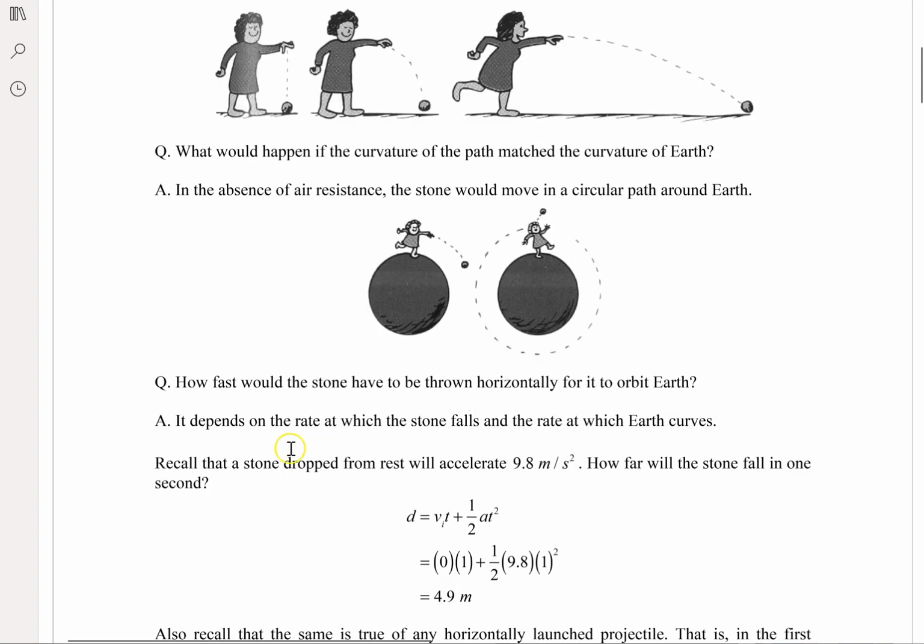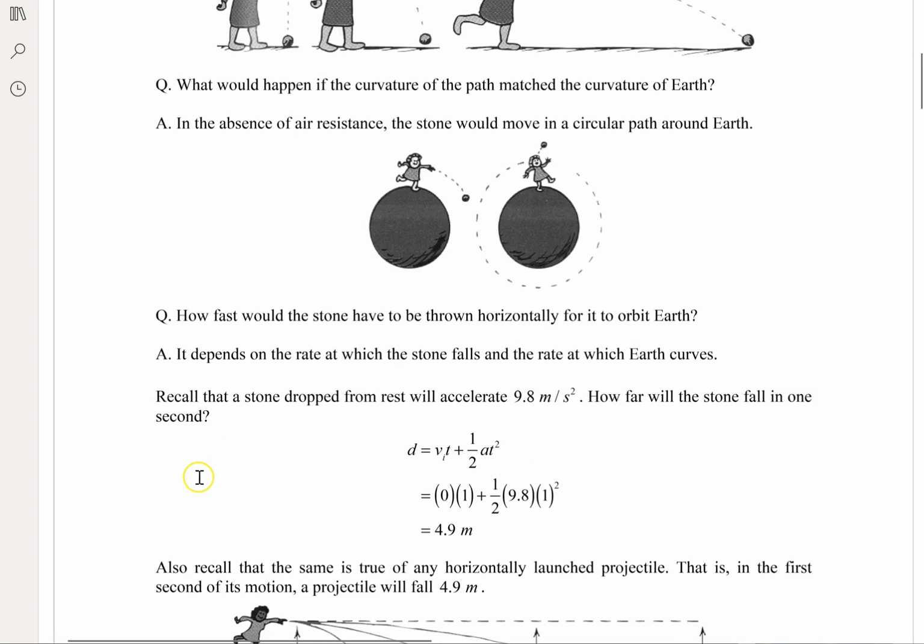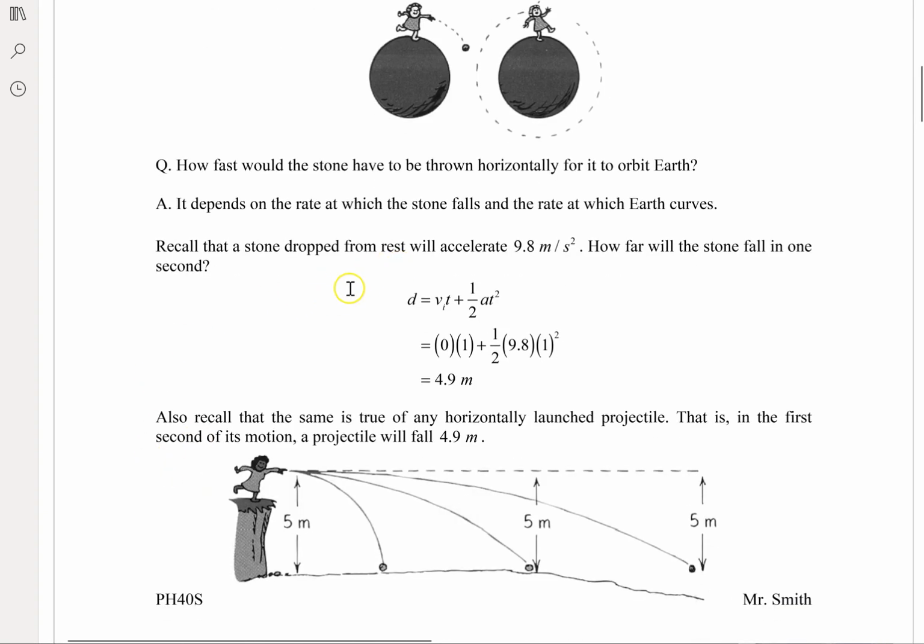So his next question is how fast would the stone have to be thrown horizontally in order for it to enter Earth's orbit? Well, it depends on a few things. It depends on the rate at which the stone falls, so the acceleration due to Earth's gravity. So thinking back to our projectiles and free fall stuff, if we drop a stone from rest, it accelerates at 9.8 meters per second squared. So how far will it fall in a second? Well, if my initial velocity is 0, I can use this equation from my kinematics unit, and I sub all my info in there. So in 1 second of falling, it will fall 4.9 meters, roughly 5 meters.